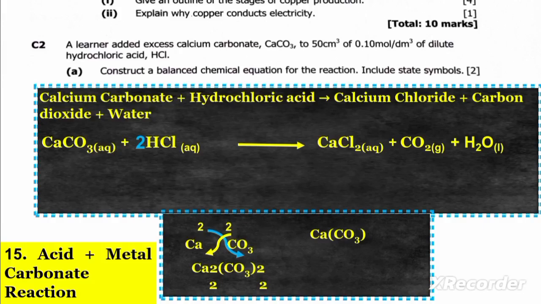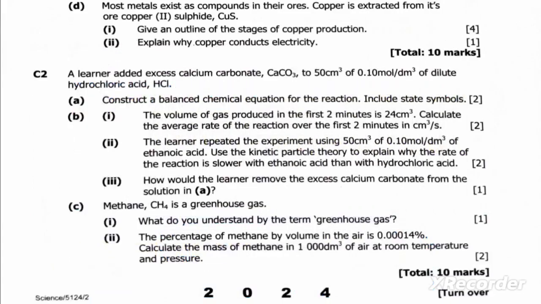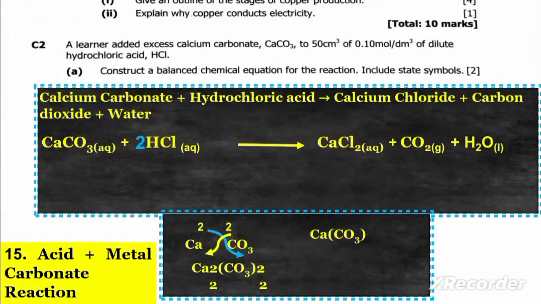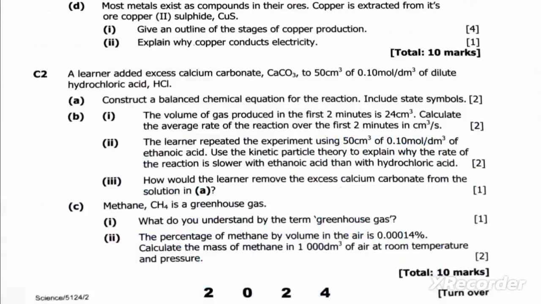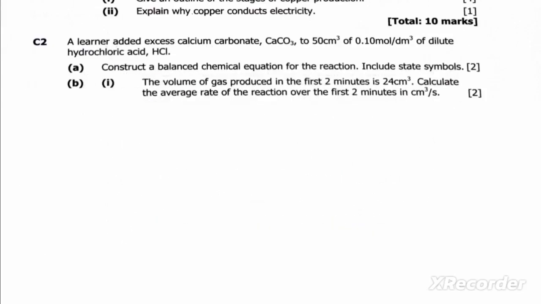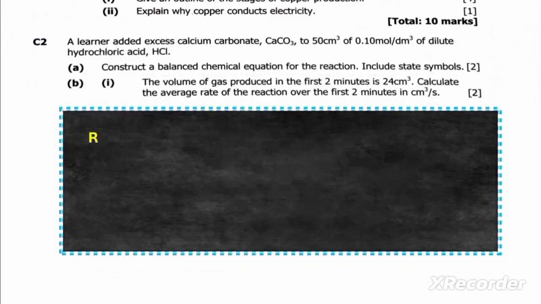Let us move to the next question, which is question B, Roman numeral 1. The volume of gas produced in the first 2 minutes is 24 cubic centimeters. Calculate the average rate of the reaction over the first 2 minutes in cubic centimeters per second. So the first thing that we are going to do, we need to remember that rate is equal to volume divided by time.